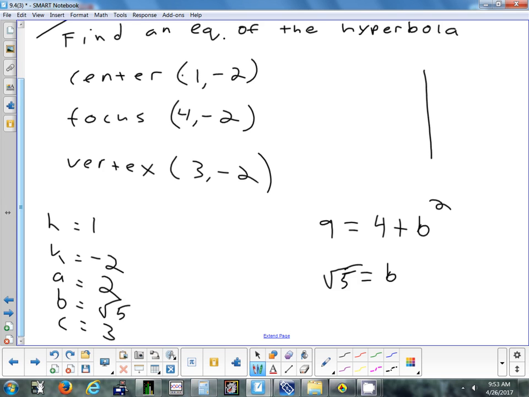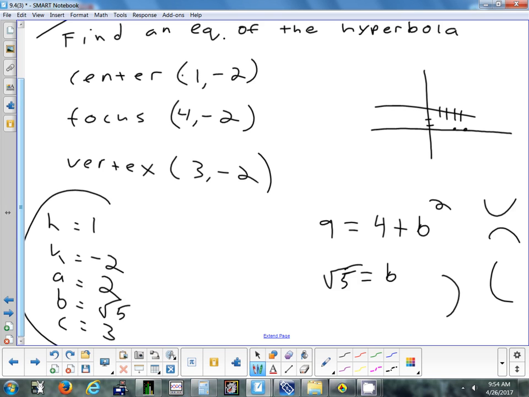Now, which way does this hyperbola open? Do the branches open like this, or do they open like that? How do we know it's horizontal? Look at your coordinates. Your focus is right 4, down 2. Your vertex is left 3, down 2. They're both down 2, so they're going to line up horizontally, which means which letter would be positive, x or y? x.